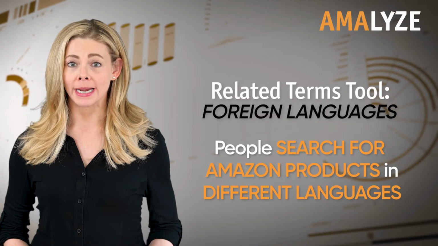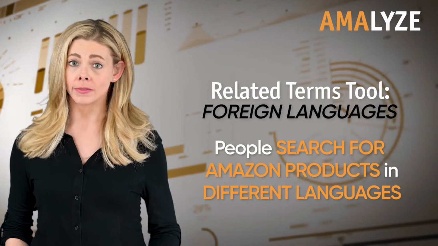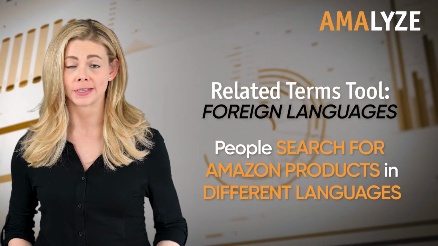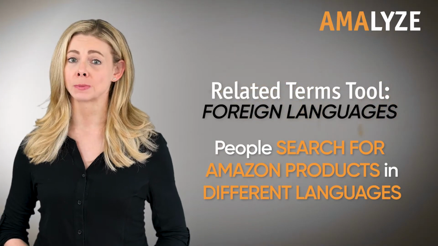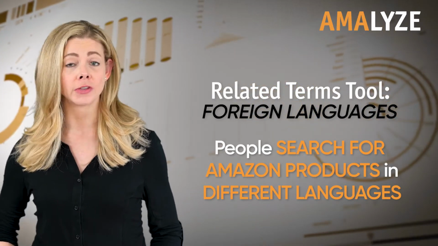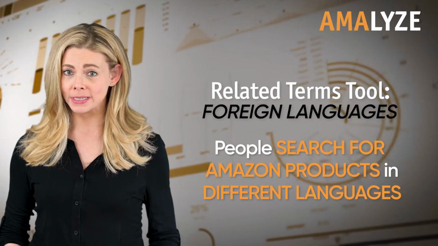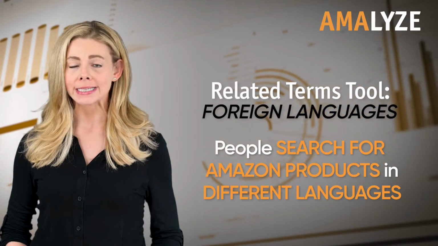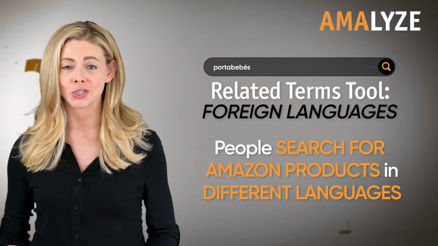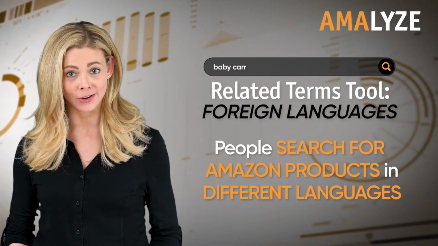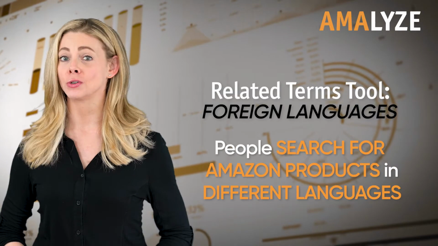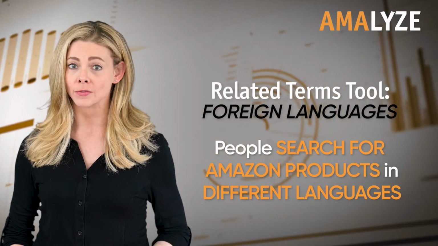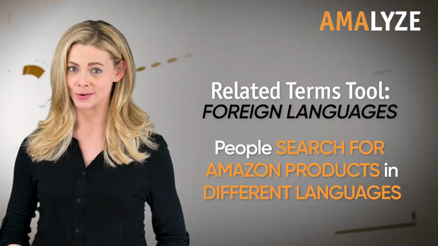Although buyers shop on Amazon's US marketplace, not all of them know English, or sometimes they don't know the right English search terms. Especially in the US, with many people speaking Spanish, some may search in their native language. This means that there are some buyers who don't search for baby carrier, but will instead search for portabebés, which is the Spanish term for baby carrier. If you want your product to be shown to those buyers as well, it's important for your listing to also rank for the search terms in a foreign language.